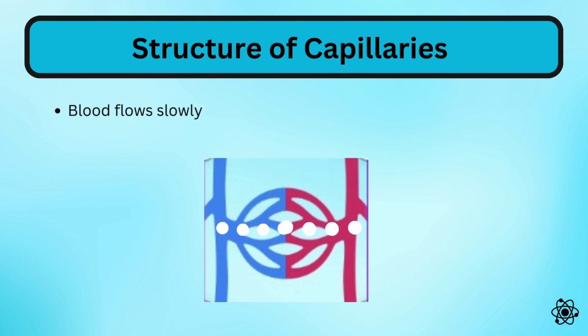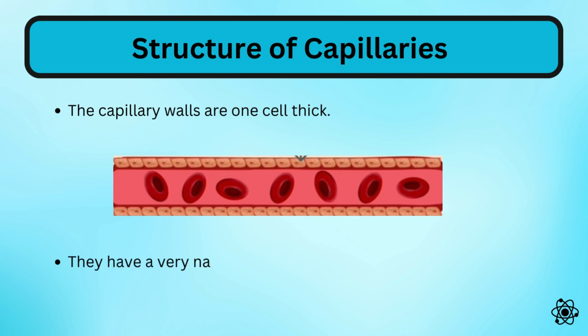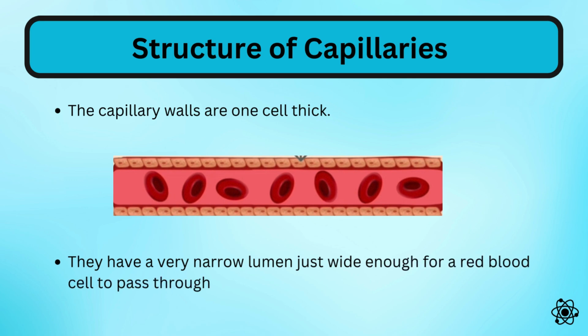Blood flows slowly in capillaries at low pressure. The capillary walls are one cell thick. This means that substances can diffuse in and out of them very easily. They have a very narrow lumen, just wide enough for a red blood cell to pass through.